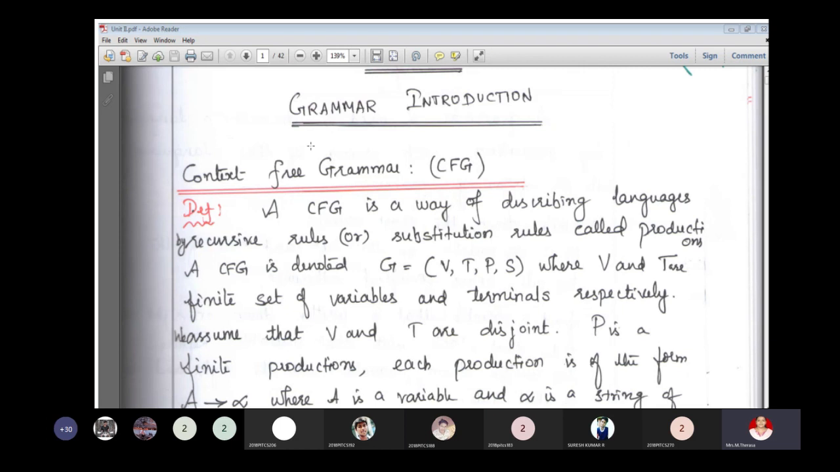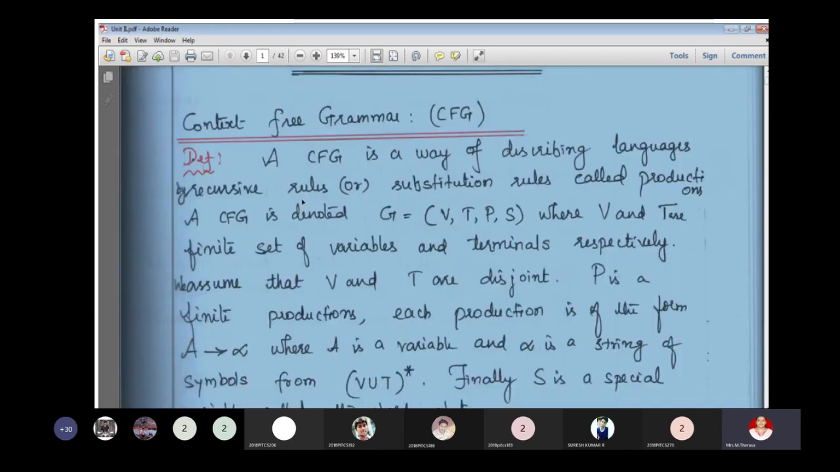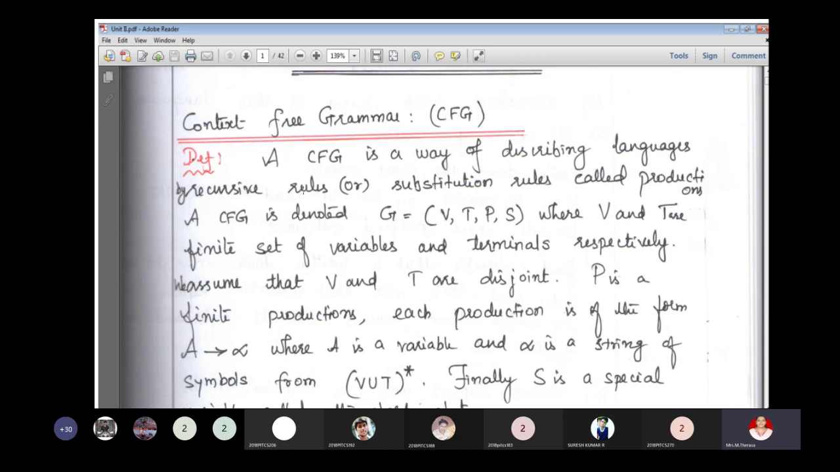A CFG is a way of describing languages by recursive rules that are called production rules or substitution rules, or simply called productions. A CFG, that is context-free grammar, is denoted by four tuples G equal to (V, T, P, S), where V and T are finite sets of variables and terminals respectively. V represents the set of variables, T represents the set of terminals. We assume that V and T are disjoint sets. There should not be any common element between V and T. Then P is a finite set of production rules.